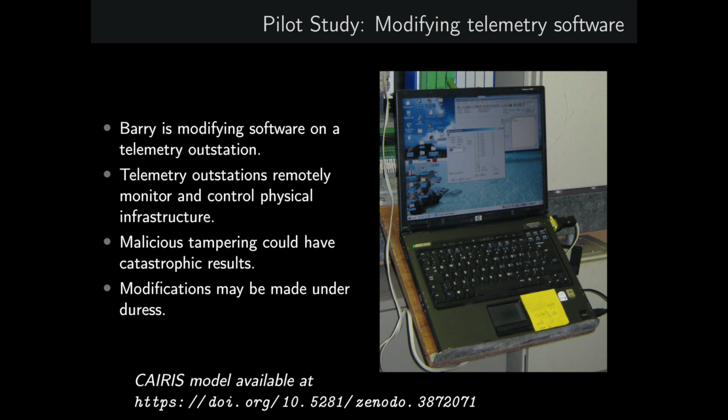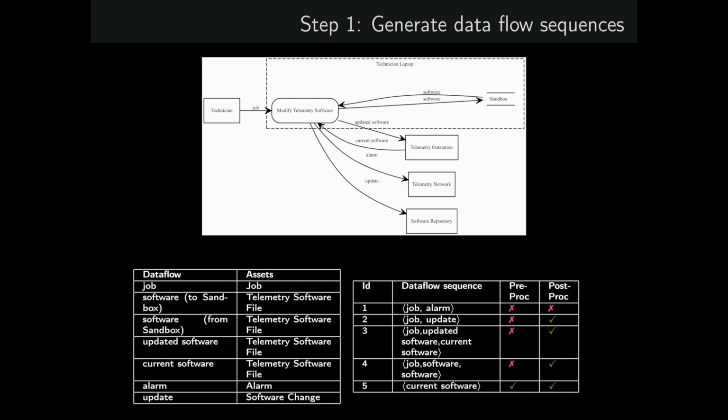Now, how the specification was created is not the subject of this paper, but if you look at the references in the paper, you can get a bit more information about how it was created. But as you can see in the slide, we have made the pilot study CAIRIS model available for those that want to inspect it in more detail. Now, in this slide, we can see the DFD associated with telemetry software modifications, with the bottom left table showing what information is carried in each flow.